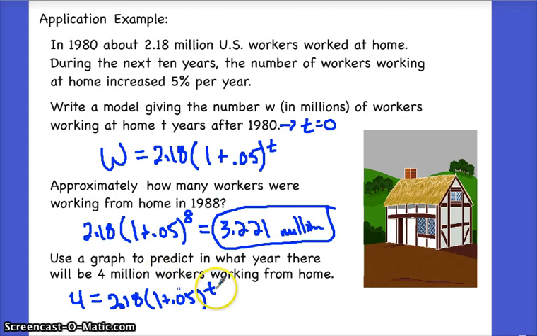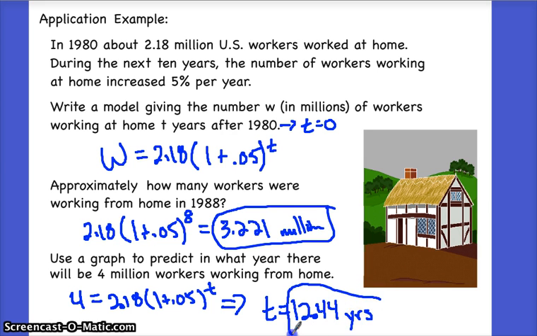So according to our graph, t equal to about 12.44 years should get us up to 4 million. Again, that was using your graph to find the intersection point of your lines. Hope that helps you solve, and have a great day.